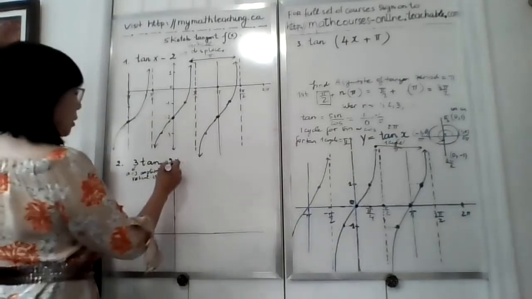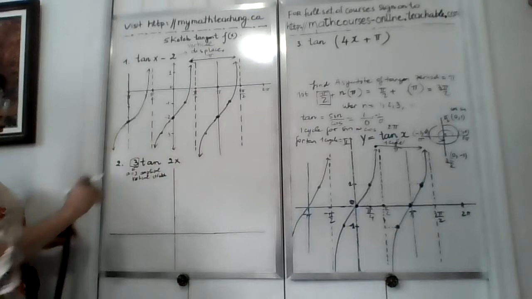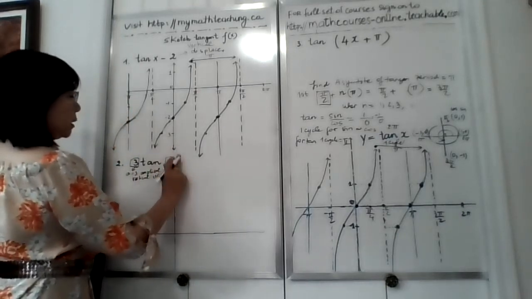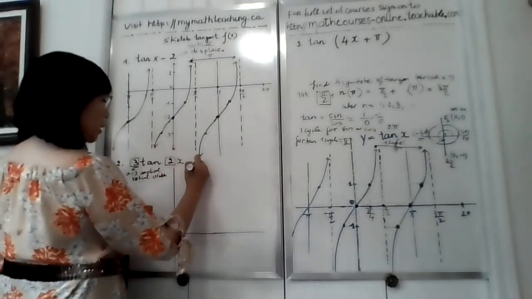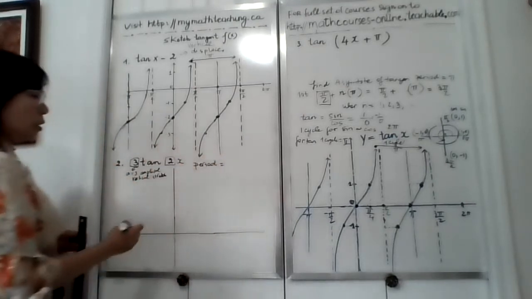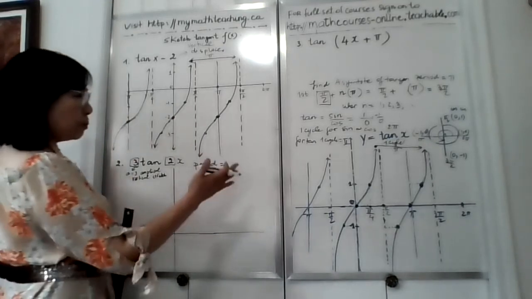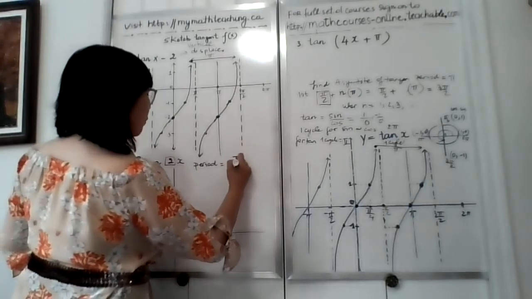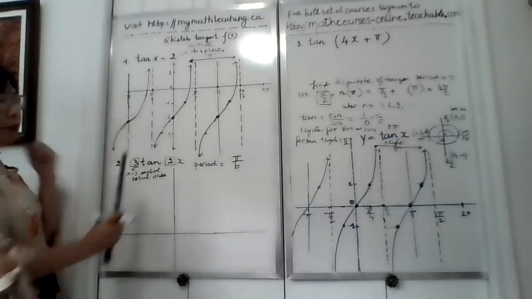What else do we notice? So we notice this number, amplitude is stretched by a factor of 3. What is this one? 2x instead of 1x, right? So our angle will change. So let's find out the period. Period equals, the formula for sine cos is 2 pi divided by b. For tan, it's just pi divided by b. That's the formula for the period.